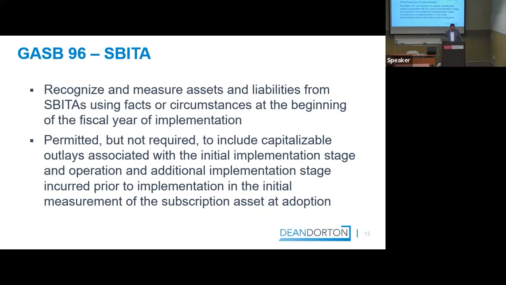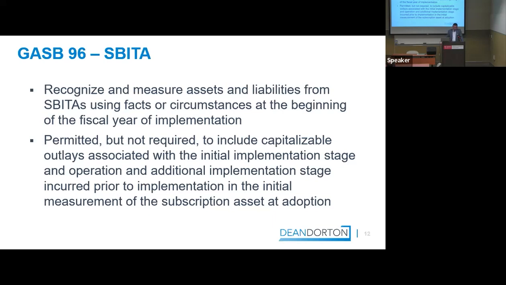So you recognize and measure the assets and liabilities from the subscription-based IT arrangements using the facts and circumstances at the beginning of the fiscal year of implementation. So you're not recognizing everything on June 30, 23. You're recognizing them on July 1, 2023. That's important because you've got to change how you're recognizing things on the income statement.